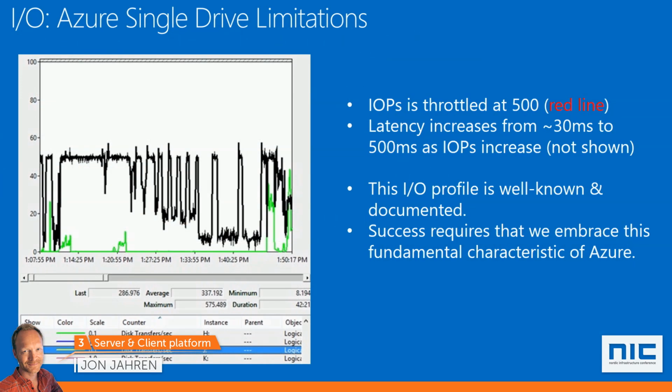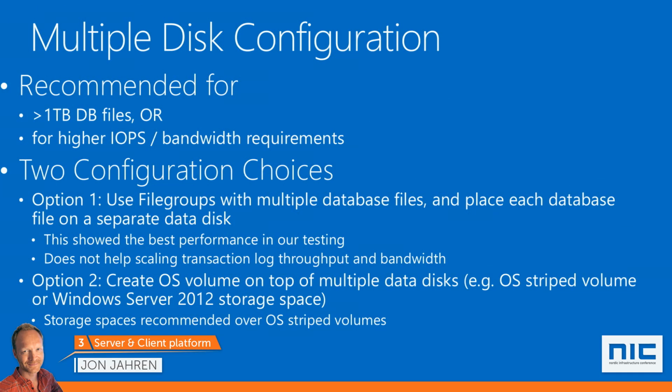Yeah, so just to illustrate this a bit further, IOPS is throttled by resource governor at about 500, so latency will increase as IOPS increase. If you try to write faster, you will quickly get queuing on your disk writes. So this is well known. We've always been very open about how this works, and it's important that we work around the limitations instead of complaining about it. So how do we work with this?